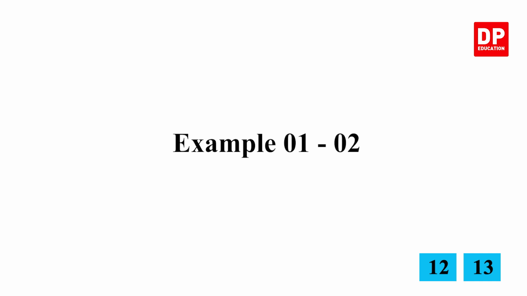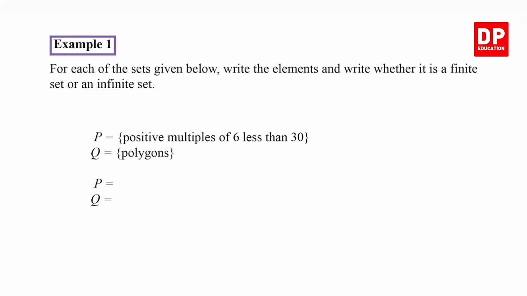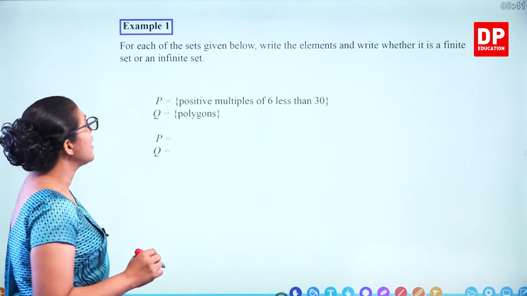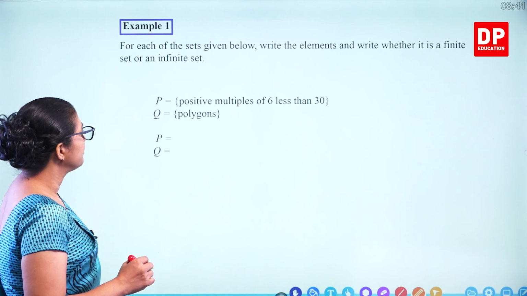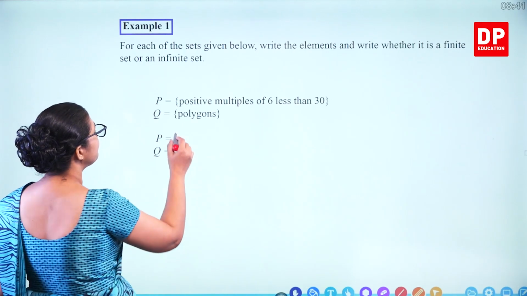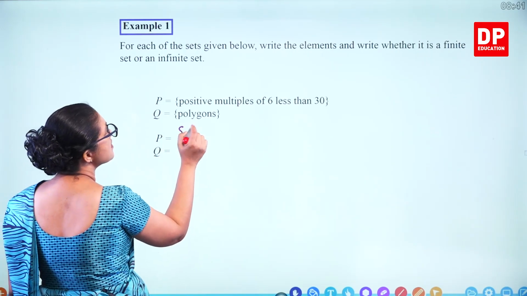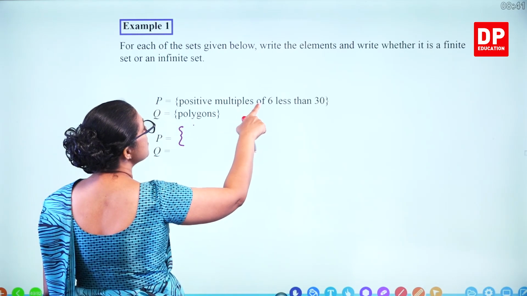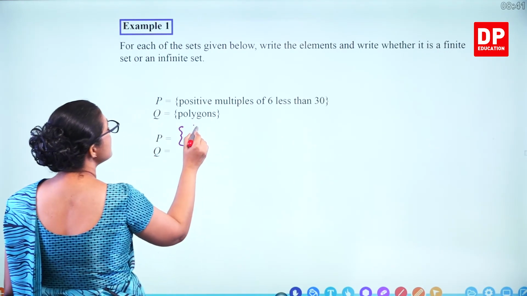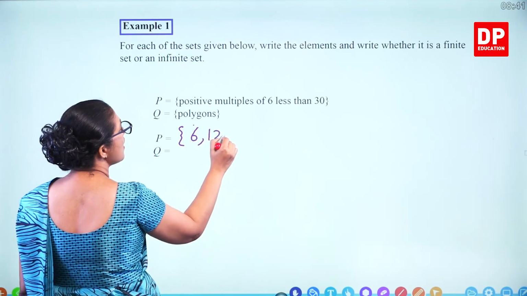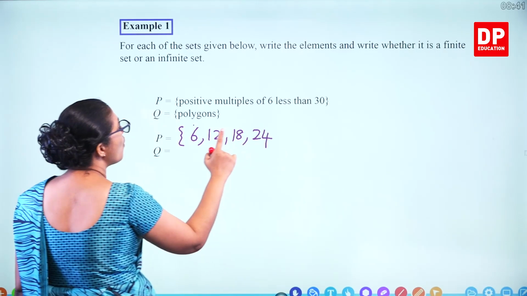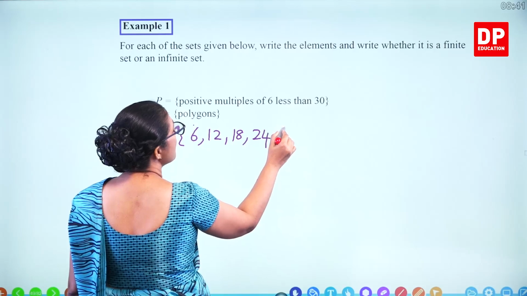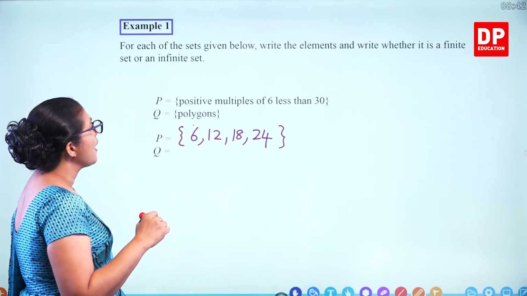Example number 1. For each of the sets given below, write the elements and write whether it is a finite set or infinite set. Positive multiples of 6 less than 30. So starting from 6, 12, 18, 24. 30 you can't write. That's less than 30.